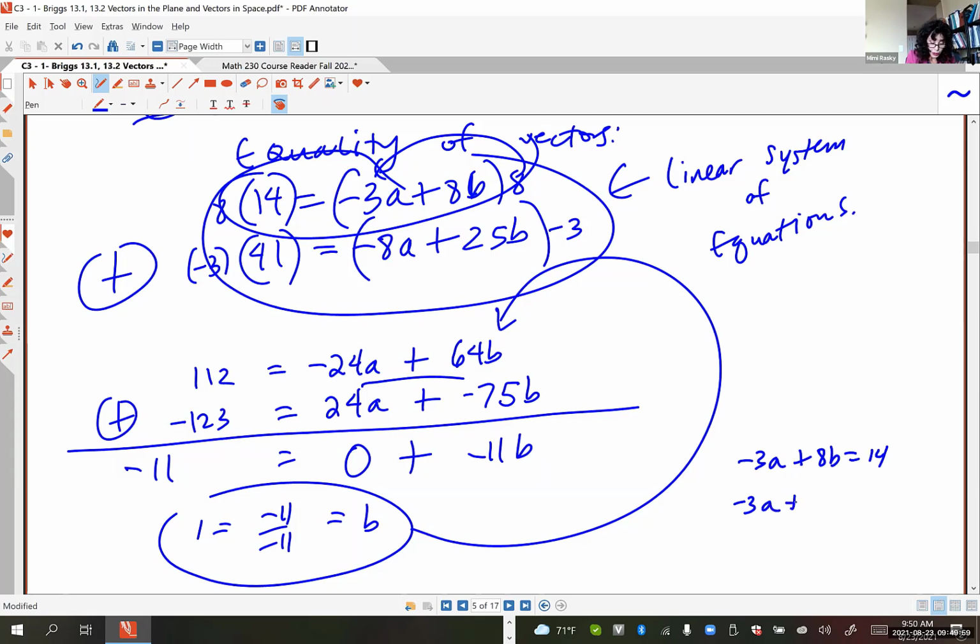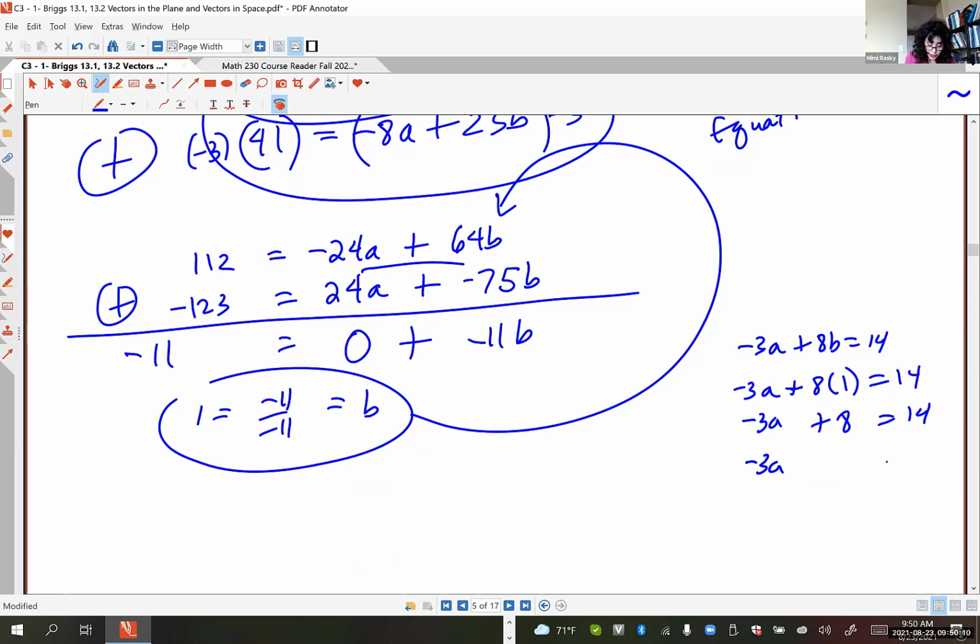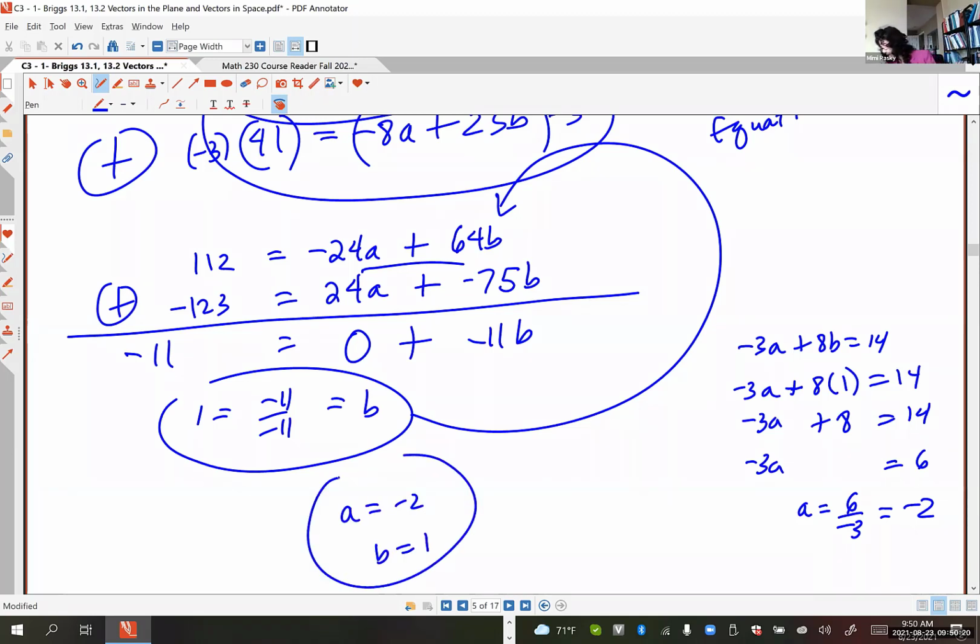If I substitute b equals 1 in this original equation here, I should be able to get the a, right? What if I subtract 6 from both sides, and then a is equal to -2. So final answer, a is -2 and b is 1. And those are the mystery scalars that will enable us to write w as a linear combination of the other two vectors, u and v.